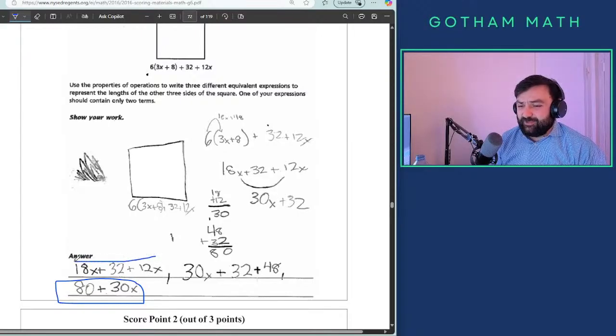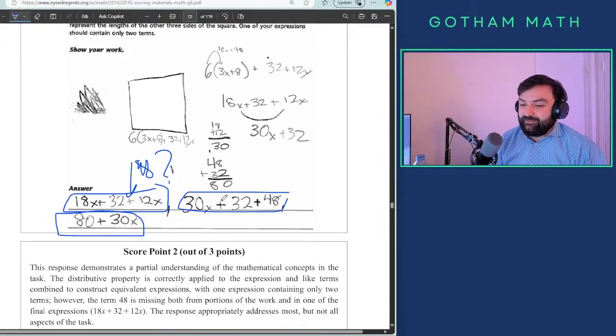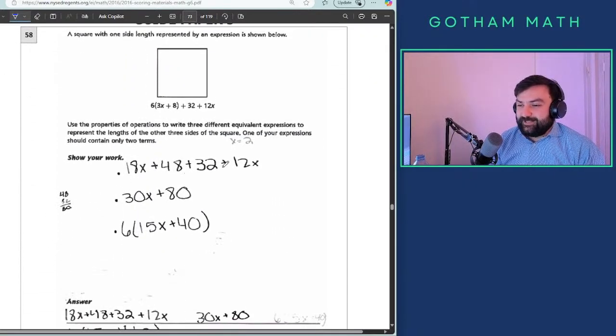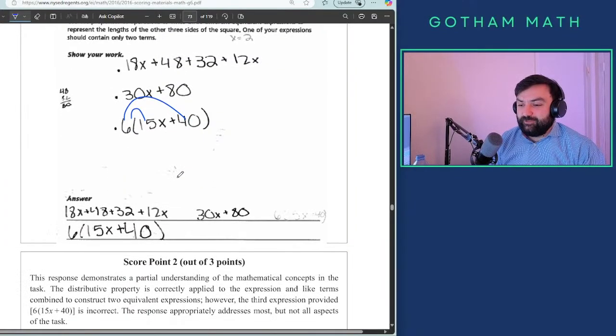This is not correct because one of them disappeared. Where's 48? That's 2 out of 3. Yeah, okay. I would even give, to be honest, 1. All right, so this one just came up with a different type of distribution there. But 6 times 40 is 240, not 80. So a little weird. I can't believe that's going to be 2. Wow, just for that answer.